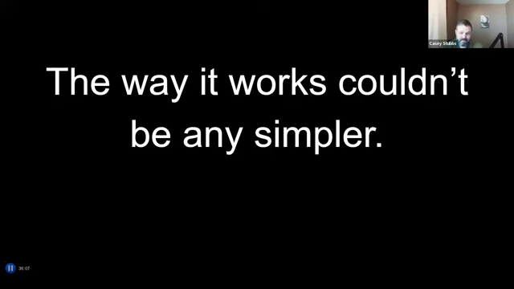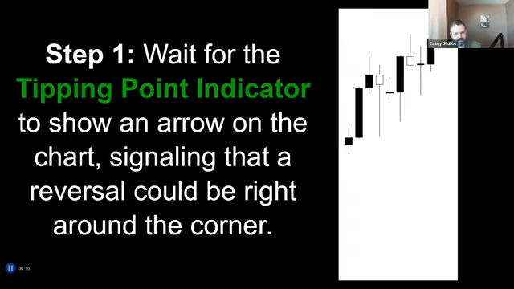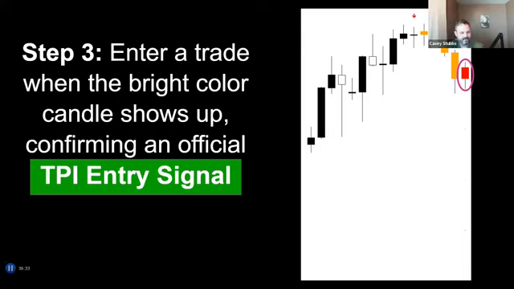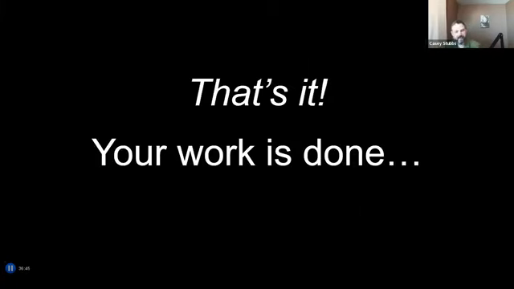The way it works couldn't be any simpler. Step 1 is you wait for the tipping point indicator to show an arrow on the chart, signaling that a reversal could be right around the corner. Step number 2, look for the light colored candles that show the reversal process has started. Step 3, enter a trade when the bright color candle shows up, confirming an entry signal. It's a TPI official entry signal. That's it. Your work is done.